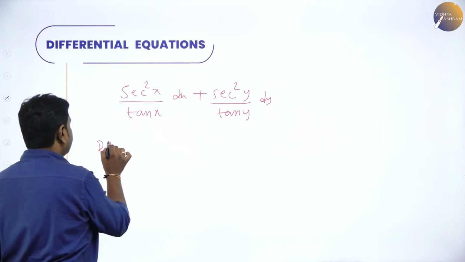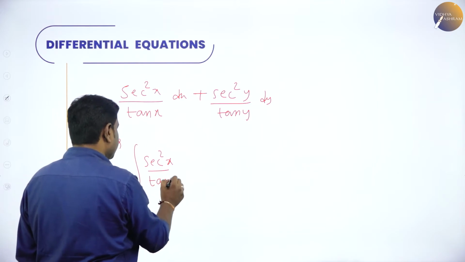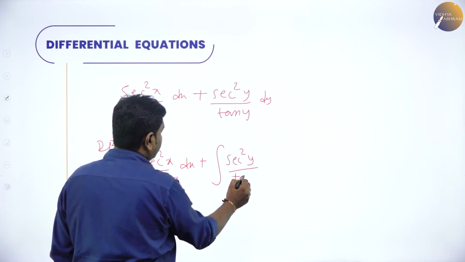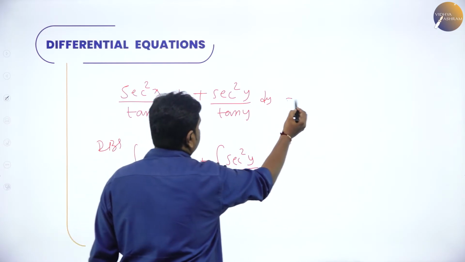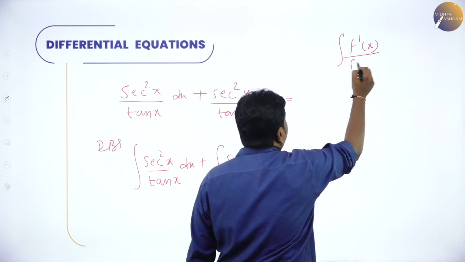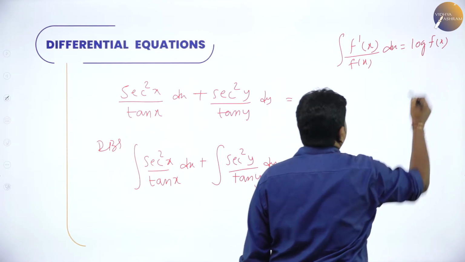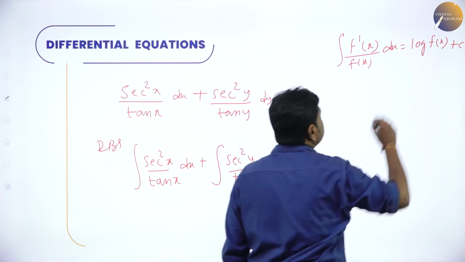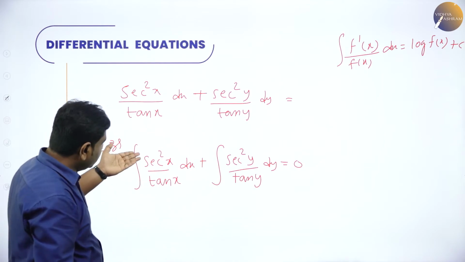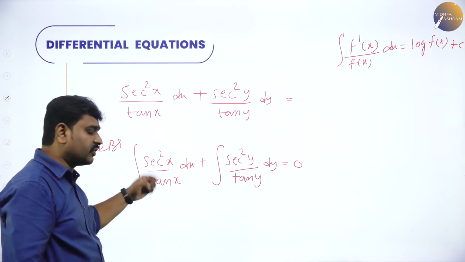Now integrate both sides. If you integrate both sides, it will become integration of sec²x by tan x dx plus integration of sec²y by tan y dy is equal to 0. All of you know very well, integration of f dash x by f of x dx is log of f of x, plus c. Means if the numerator is the derivative of the denominator, the answer is log of the denominator. Now this is in the form of f dash x by f of x. What is the derivative of tan x? Sec²x. So it is in the form of integration of f dash x by f of x.